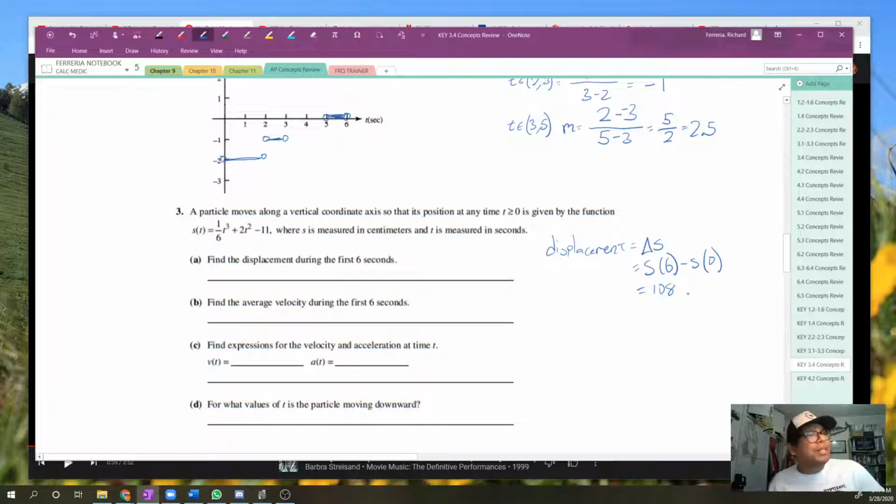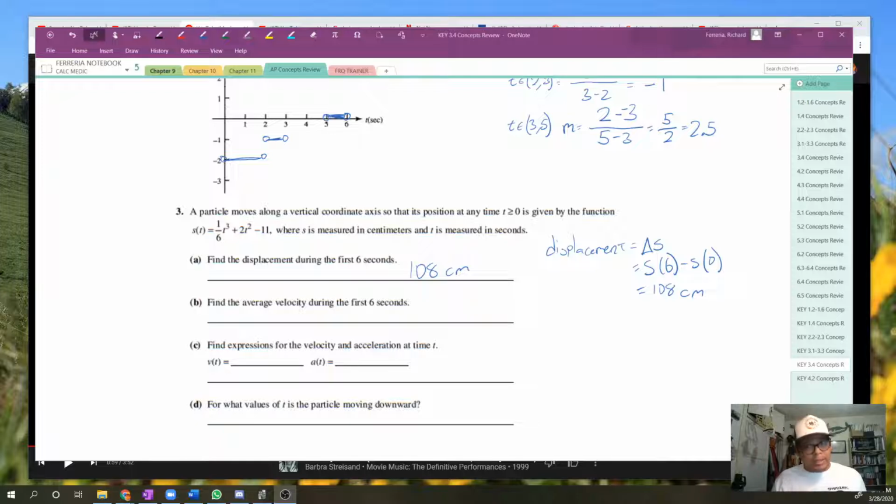We're measuring in centimeters, so we better put centimeters here, 108 centimeters. Moving on to question B. Find the average velocity over the first 6 seconds.